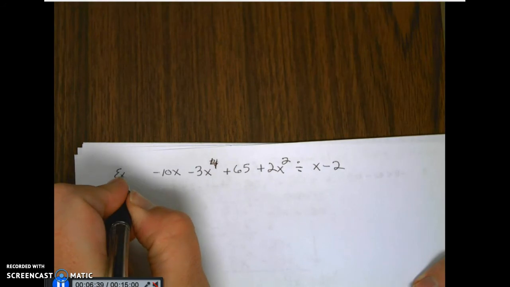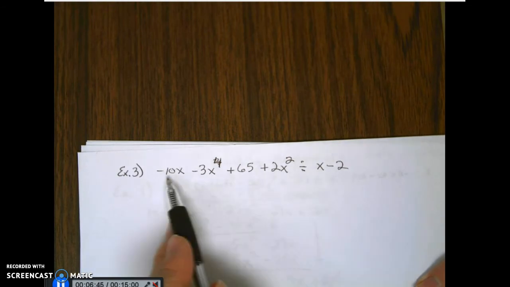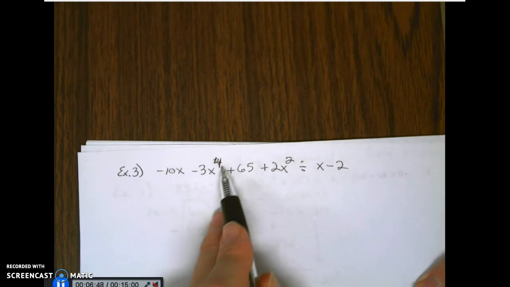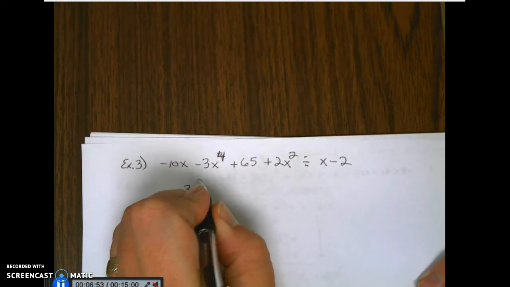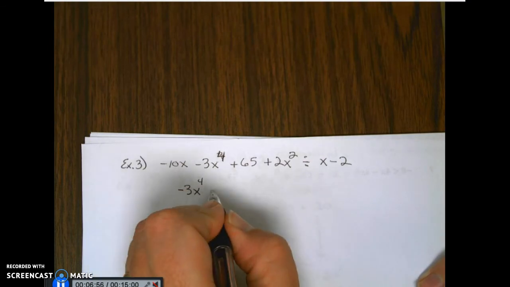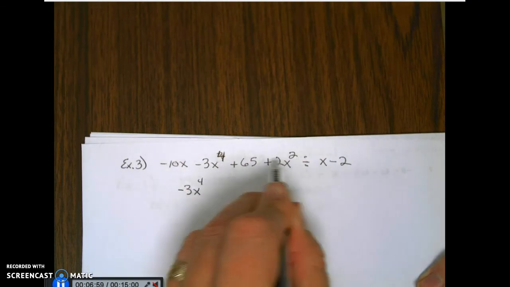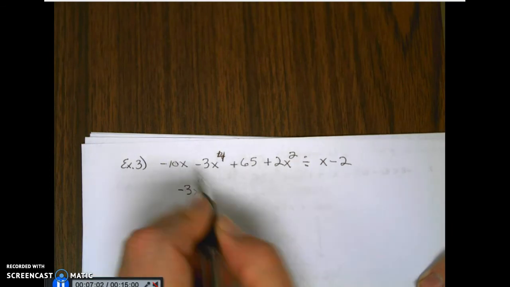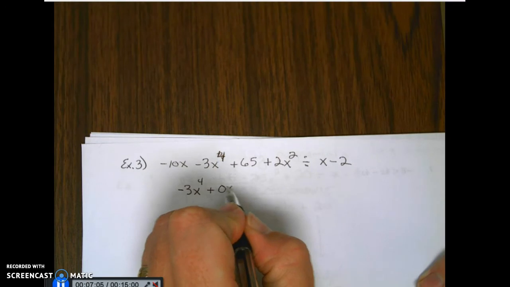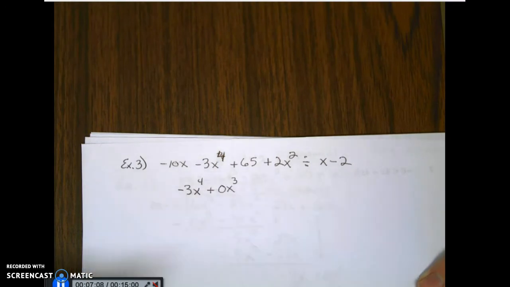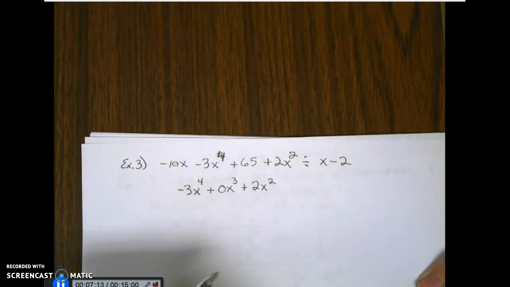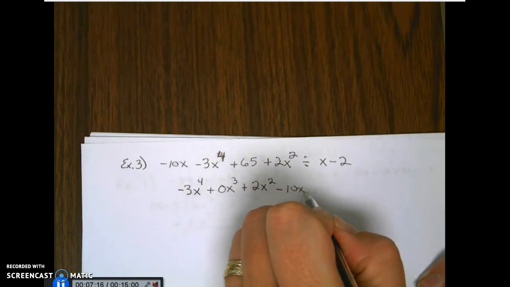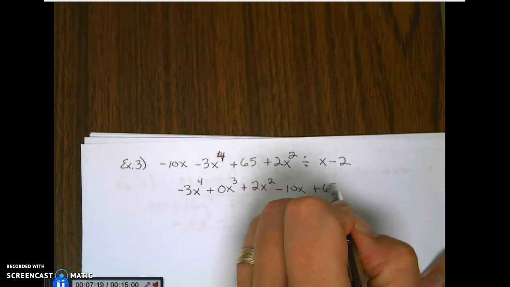Okay, let's look at another example. This will be example number 3. So again, the first thing we want to do is order this. So we're going to start with the degree. It's a 4th degree polynomial. Leading coefficient of negative 3. Now notice it has a 4th degree, but the 3rd degree, the cubic term, is missing. So don't forget, when you're missing a term, you need to add it in as a 0. Okay, then our quadratic term, and then our linear term, and then our constant on the end.